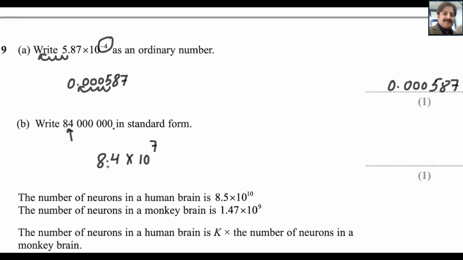Because if you rewrite it again as the ordinary number, you will move the point towards the right side 7 digits, because the power is positive. So the answer will be 8.4 multiply 10 to the power 7.